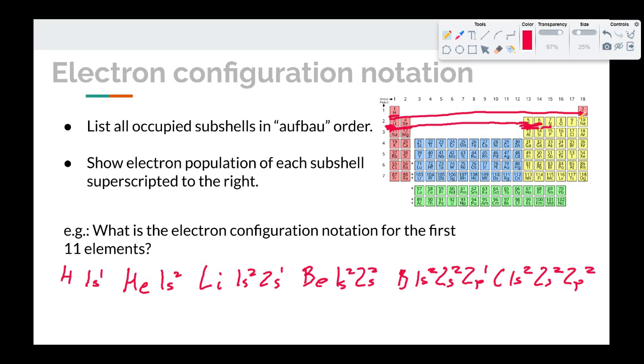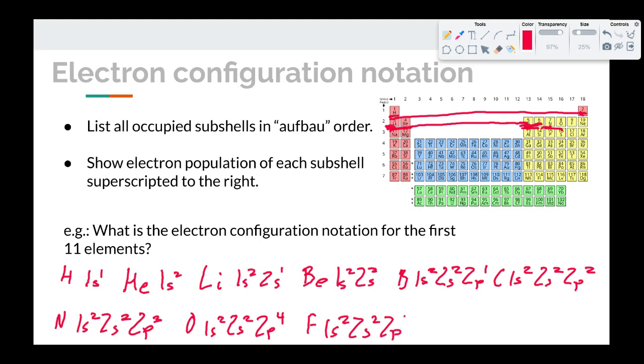Nitrogen, one more step over. So nitrogen's 1s2, 2s2, 2p3. Oxygen, you're one more step over. 1s2, 2s2, 2p4. Fluorine, keep going. 1s2, 2s2, 2p5. That puts you there. And then neon, 1s2, 2s2, 2p6. You came to the end of the row. That means you've filled all the subshells in row 2.